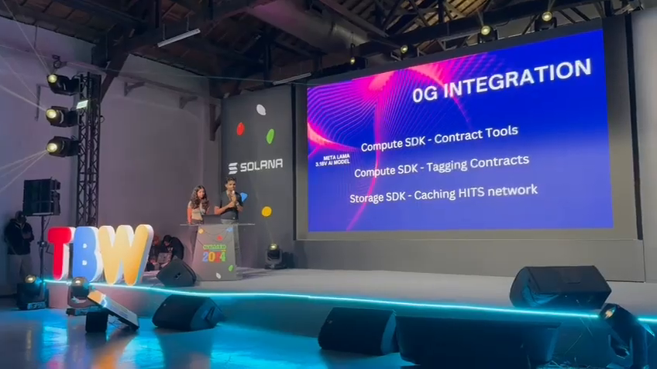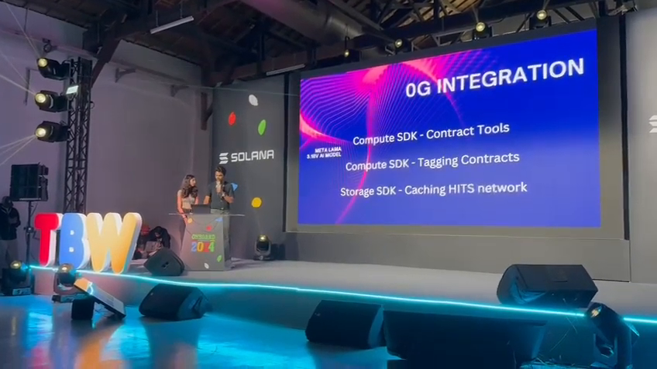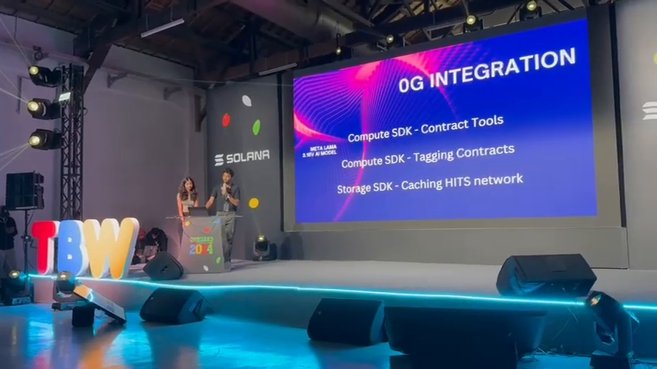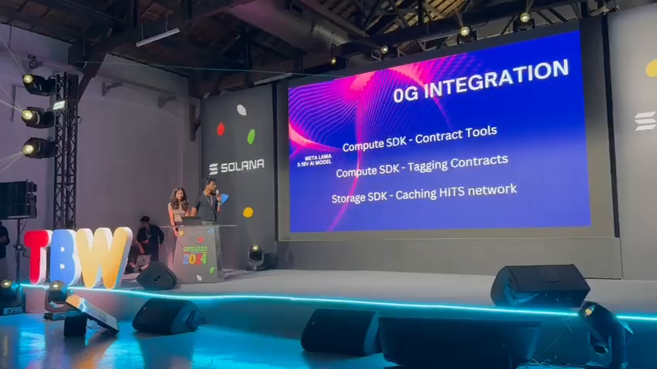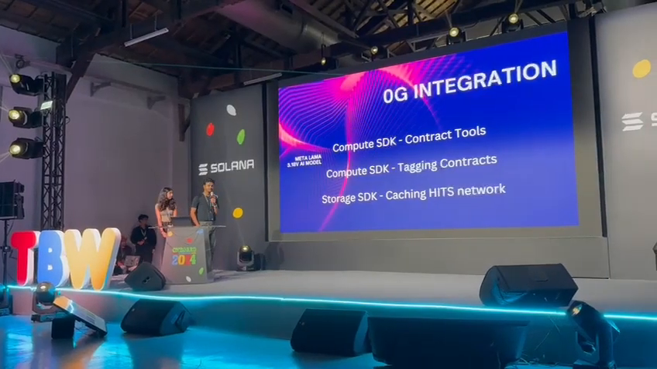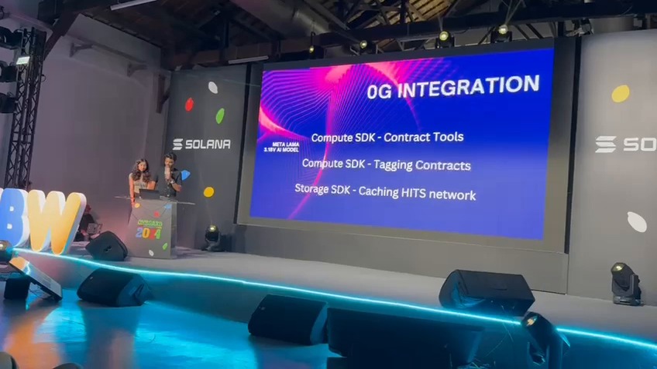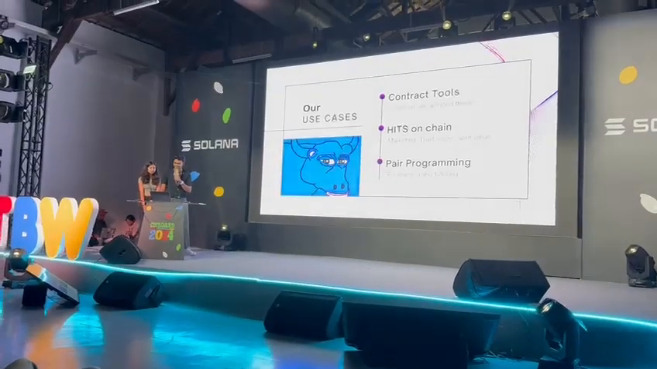So Zero G is used in the contract tools, describing, readme generation, tests and all. Besides that, for tagging these contracts, as I said, we need to figure out what the particular contract is for. So that's where Zero G is coming into play. And we also wanted to use Zero G storage SDK for caching the entire network. We can't access everyone's transactions every single time, but this is not something we've already managed to do.